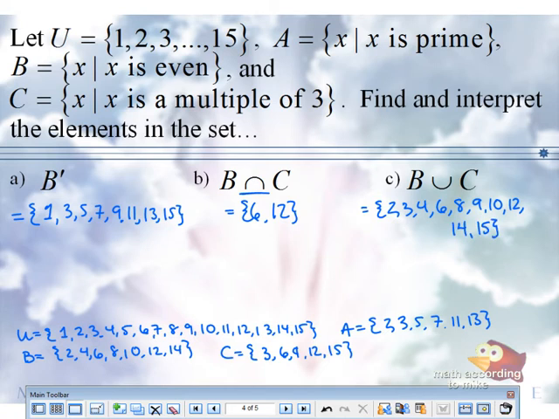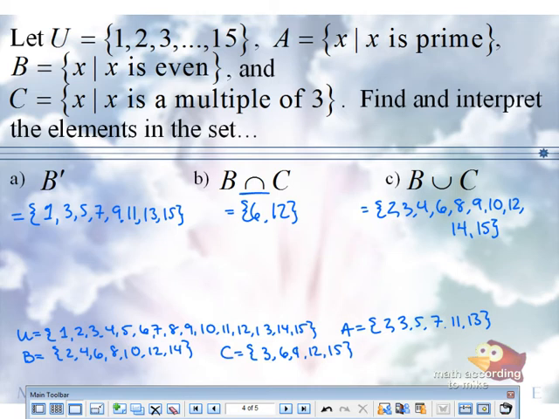So again, B union C says take whatever's in B and tack on as well whatever is in C. If you have things that they both have in common, great. You only list them once. So what does that say in English? Those are the elements that are even or multiples of 3.